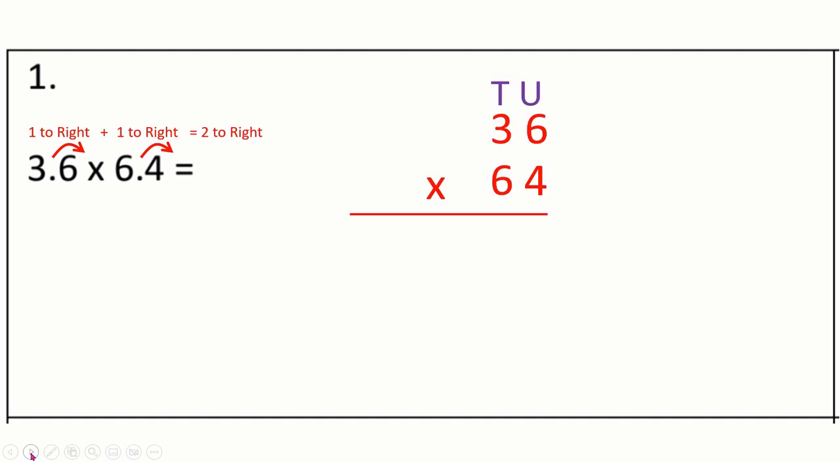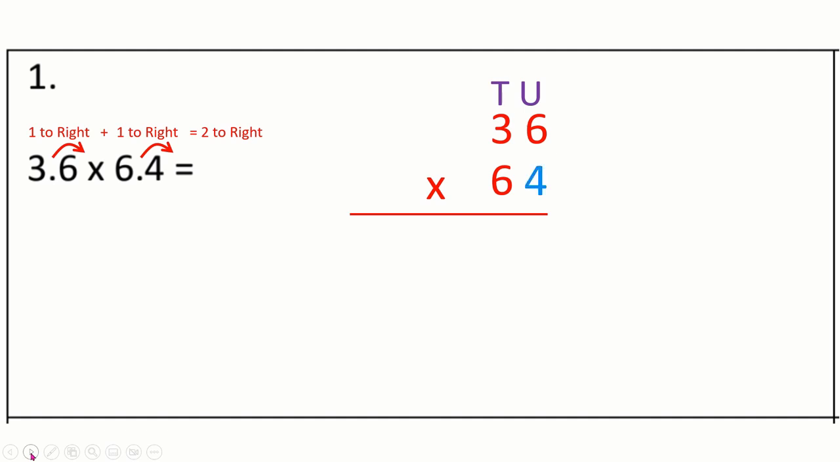So this is what it looks like. 36 times 64. When we get to the end, instead of moving our decimal point one place to the left, we're going to go 2 places to the left because we need to make our number 100 times smaller.